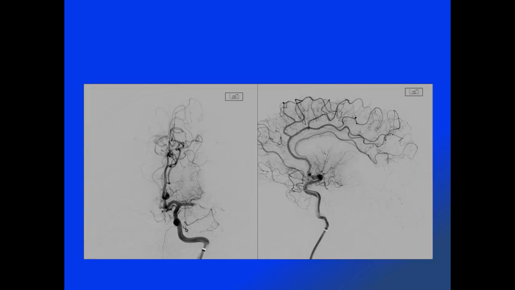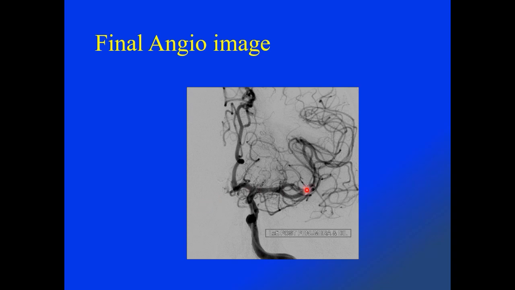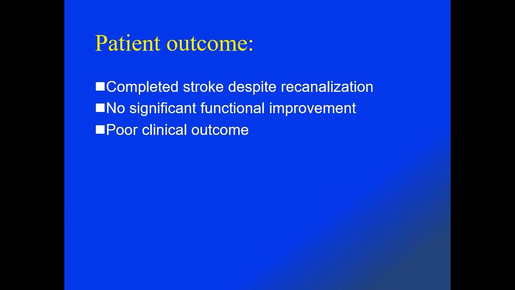In the angio suite, patient was discovered to have, again, a large clot in the left MCA with a proximal M1 occlusion. The left MCA and its territory were successfully recanalized following the intervention. Despite recanalization, patient went on to complete the stroke with no significant functional improvement and poor clinical outcome.